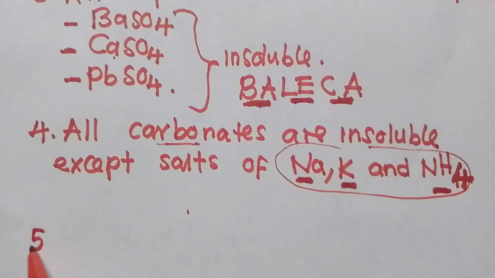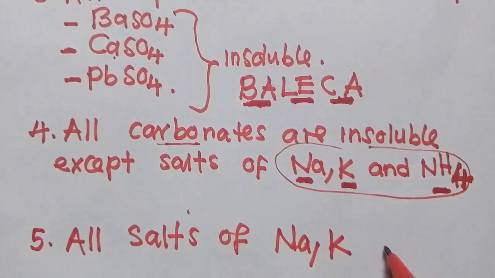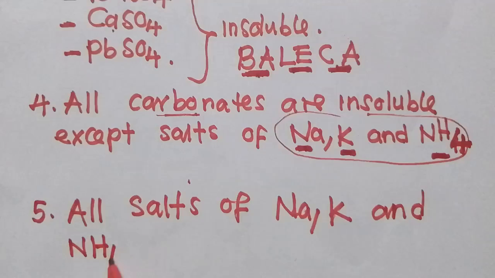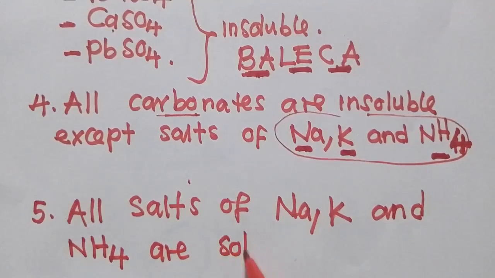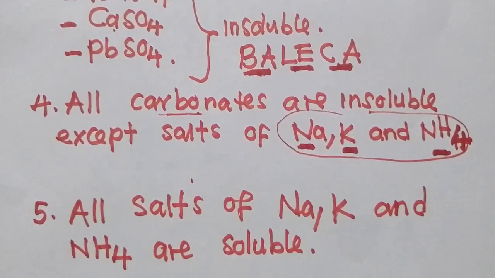And lastly, the last one is that all salts of sodium, potassium, and ammonium are soluble. This is what you need to understand. So hope you've gotten something on this. These are five solubility rules that you need to know and understand. These five are going to help you know whether the type of salt that you are dealing with is a soluble salt or an insoluble salt.